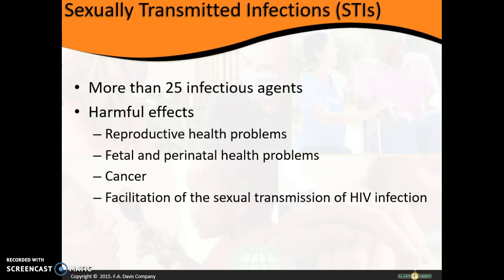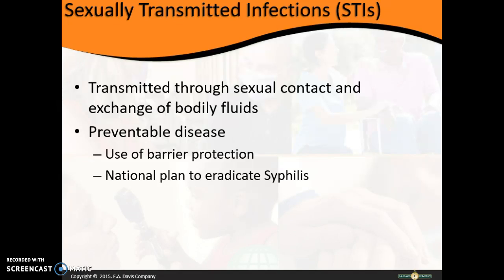I'm going to touch base just briefly on sexually transmitted diseases. I'll let you read some more of this information, but there are harmful effects, as you can see, from sexually transmitted diseases, and the health department and public health has a service to really help educate people about prevention of sexually transmitted diseases. There are more than 25 infectious agents, so there's lots of them, and there are lots of harmful effects that come from these. Sexually transmitted infections are transmitted through sexual contact and exchange of body fluids. It is a preventable disease, typically by use of condoms to provide a barrier to contact between body fluids. There is a national plan that has been in place to eradicate syphilis as an STI.